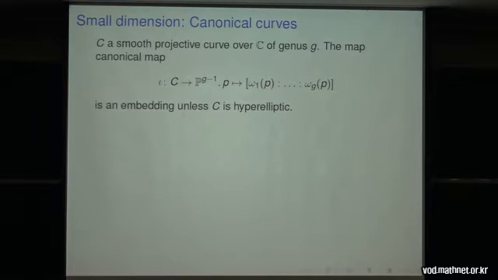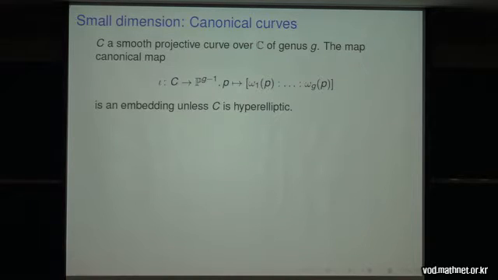The other thing which we could do now, we look at small dimensions, so maybe curves, or maybe even very special curves, canonical curves. So C is a smooth projective curve over the complex numbers of genus g. Then there are g holomorphic differentials, omega 1 up to omega g. And the map which sends a point P of C to P^(g-1), given by the ratio of the values of these differentials at that point, is an embedding unless C is hyperelliptic.